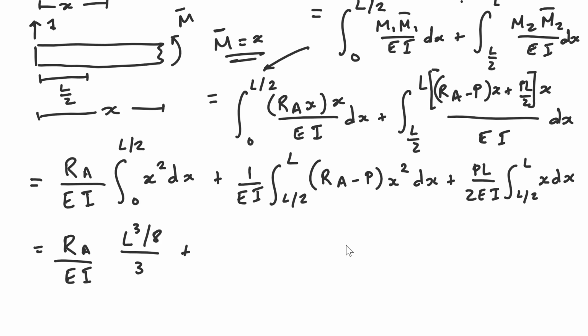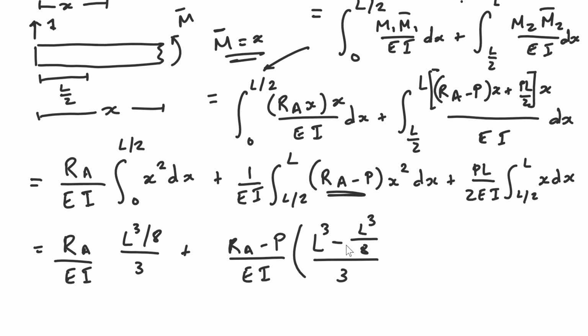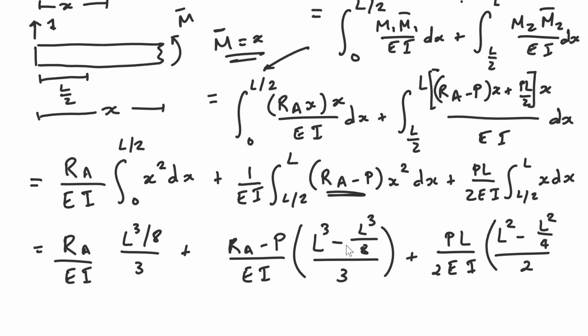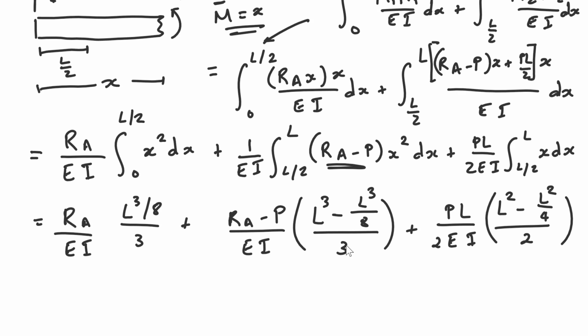Okay, and then plus 1. Actually, I can pull this out too: RA minus P over EI. Integral of x squared, x cubed over 3. So we have to plug in the bounds. It's going to be L cubed minus L cubed over 8 over 3. Correct? And then lastly, this last one, you can see how messy it gets. Now this one is going to be x squared over 2, so it's going to be L squared minus L squared over 4 over 2. Okay? And now we just have to simplify.